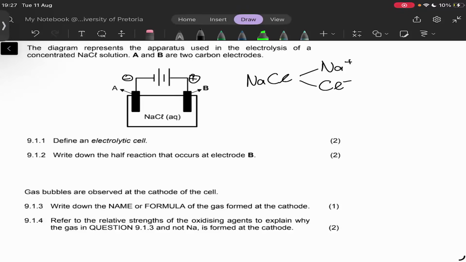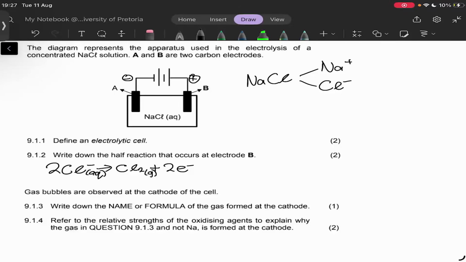For 9.1.2, our chlorine is indeed undergoing oxidation. We have Cl- goes to become Cl2 plus 2 electrons. Let me balance it. Let me write my phases over there. And that's what we have over there. The chlorine does indeed lose the electron and it becomes Cl2 as a gas. Okay, seems as though we're all clear on that.